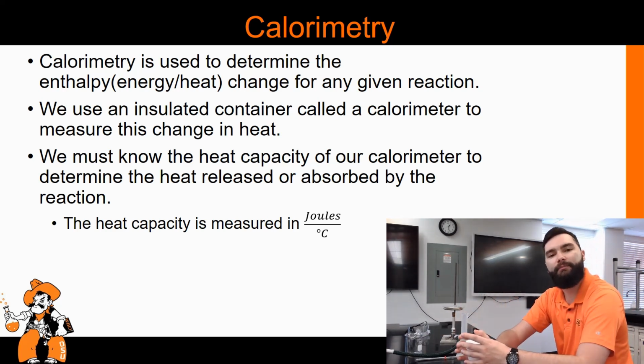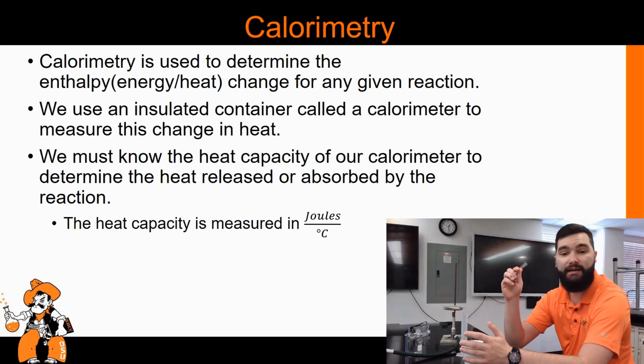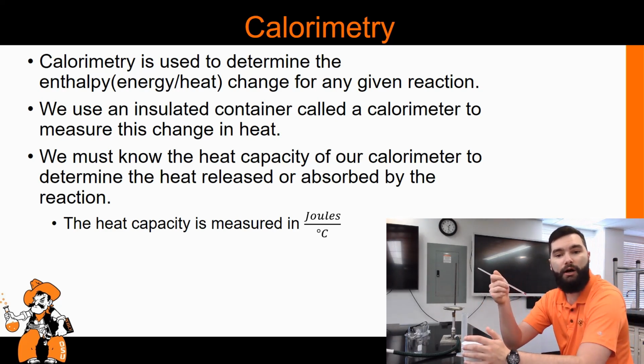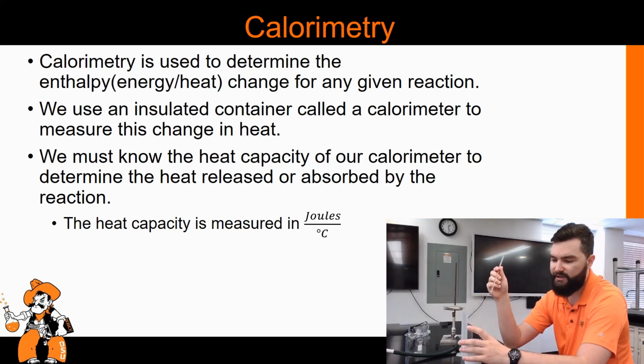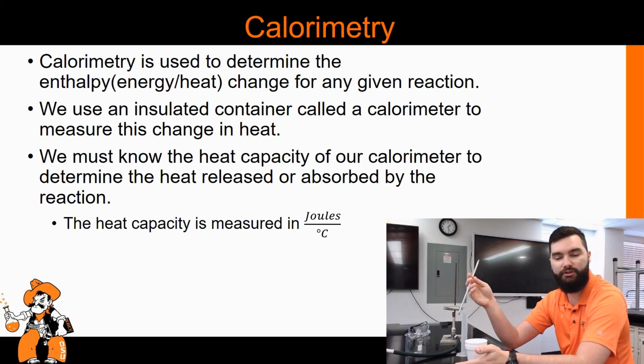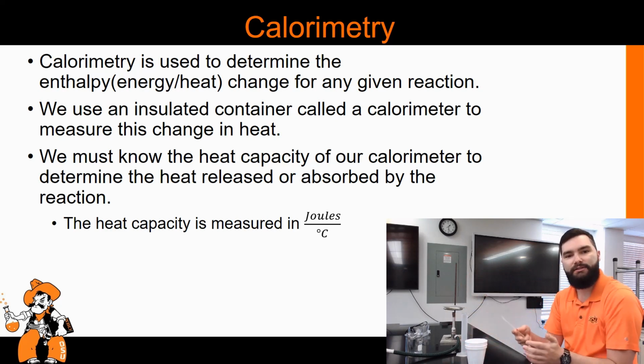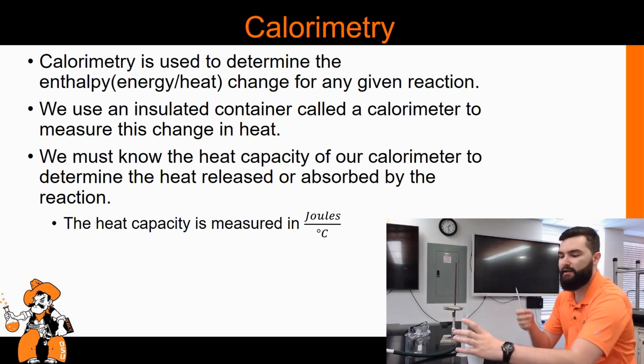A calorimeter is basically an insulated container in which we perform a reaction, and we can take the temperature before and after the reaction to determine how much heat was released by the reaction. So why do we have to have an insulated container? Well, as this reaction is taking away heat or releasing heat to the surroundings, you don't want that heat to actually escape outside of the calorimeter.